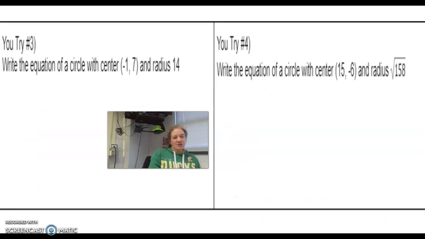Now I want you to try doing number 3. Don't make the same mistake I did. And remember to square your radius. It's 14 squared, not just 14. Okay, now try number 4. Same thing. Make sure that you get the signs right when you put this into parentheses.